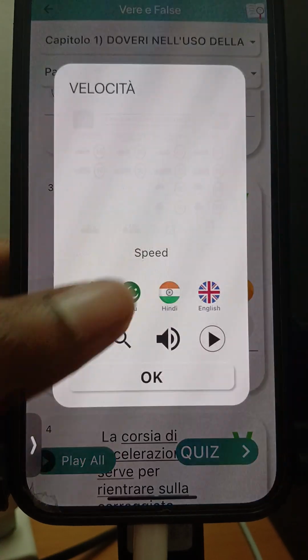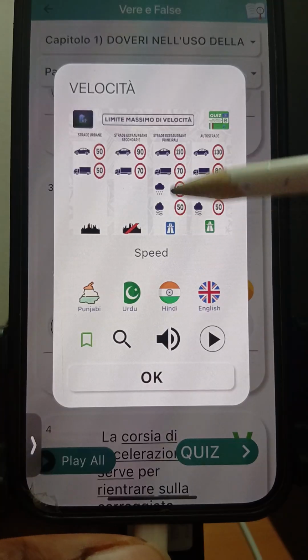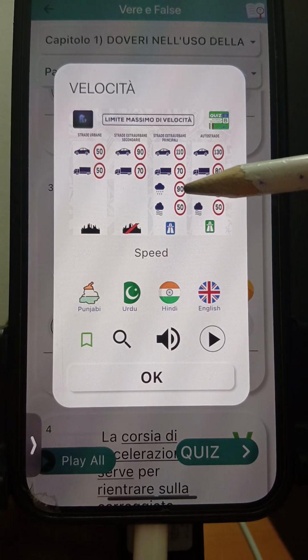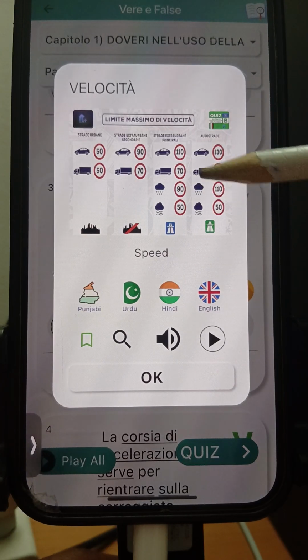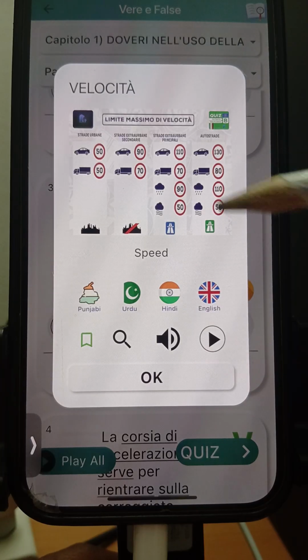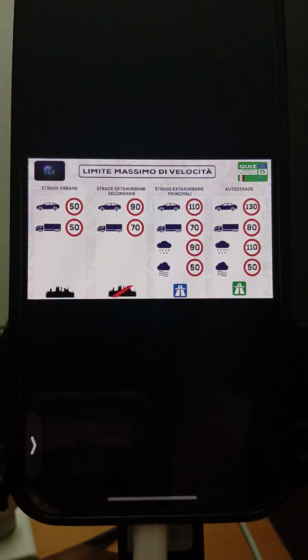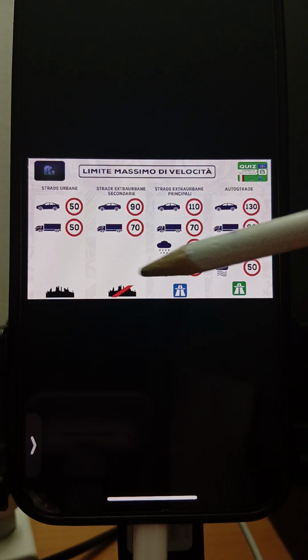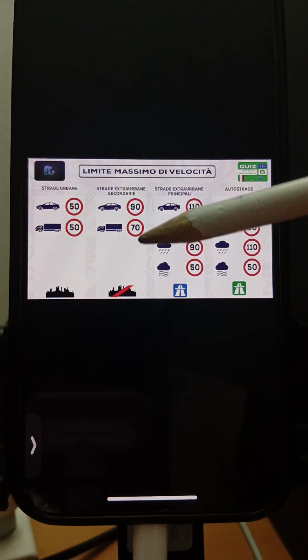We all know velocity or speed. If I were you, I would take a screenshot of what I am seeing on my screen. It's very important. You will need it. This is the maximum speed limit that you are allowed to drive in the roads in Italy.